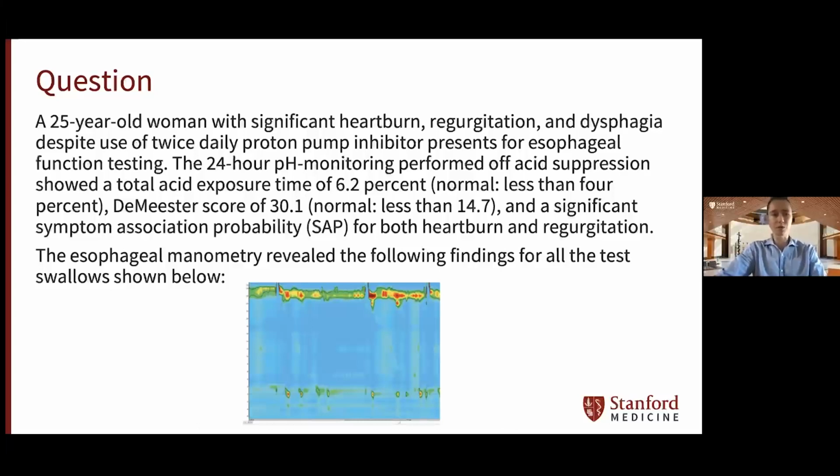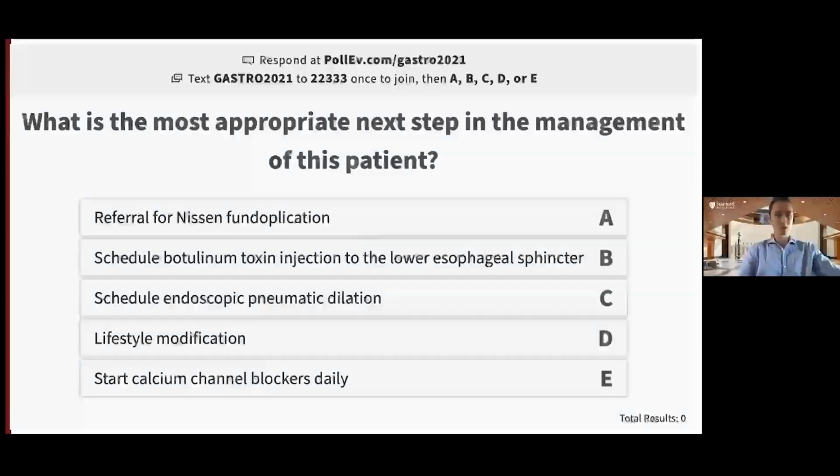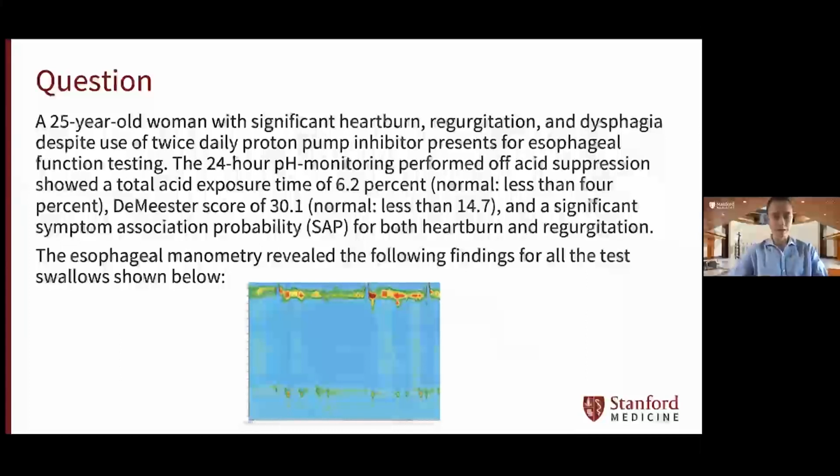The esophageal manometry is shown below and revealed the following findings for all of the test swallows. So the question is, what is the most appropriate next step in the management of this patient? A, refer for Nissen fundoplication. B, schedule Botox injection to the lower esophageal sphincter. C, schedule endoscopic pneumatic dilation. D, lifestyle modification. And E, start a calcium channel blocker daily. So we can go back to the question so people can see the manometry.